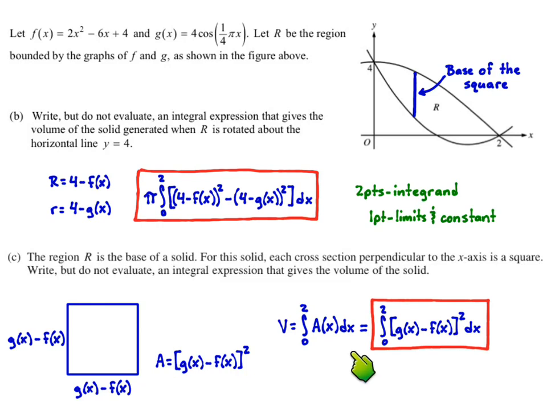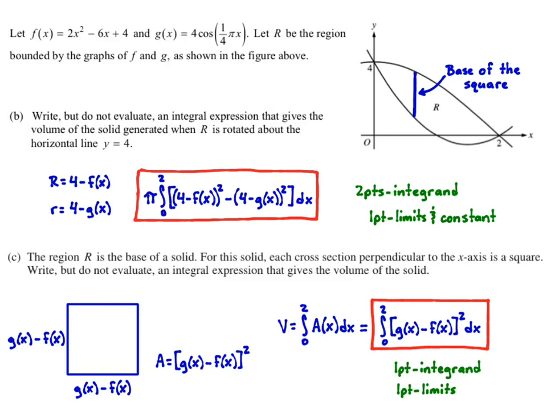Some silly things I see here. I see students putting a pi out front. You're so used to the disk and the washer method that you think you've got to put the pi there. But there's no pi here because we're talking about square cross sections, not circular cross sections. If it said that the cross sections were semicircles, then you might have a pi there. But these are squares, so there's no pi in squares. Anyways, point values for this. You would get 1 point for the correct integrand, so g of x minus f of x squared, and then 1 point for having the correct limits from 0 to 2.